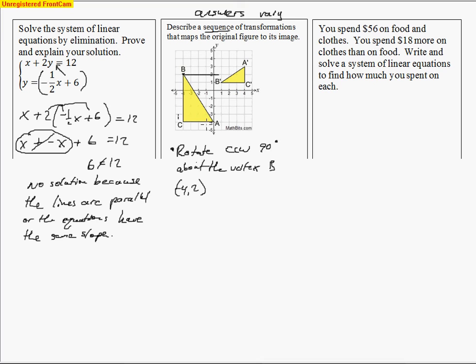And let's see how far it goes. It goes 1, 2, 3, 4, 5, 6. So 6 spaces. So that's 4. So it's going to come right out here. And then this is 1, 2, 3, 4 spaces up. So 1, 2, 3, and then it'll be up here. So it'll look like this.